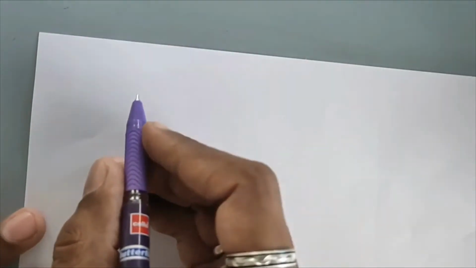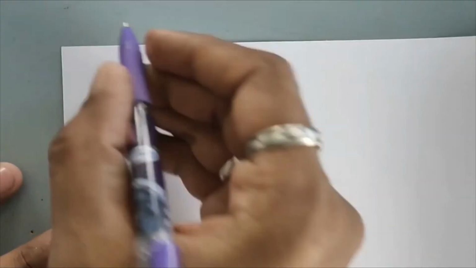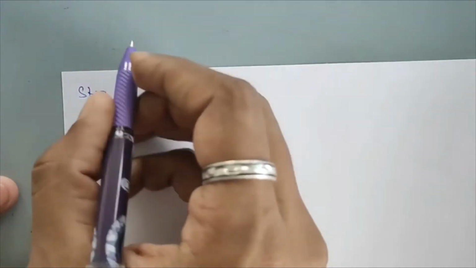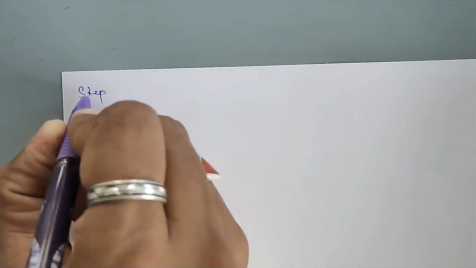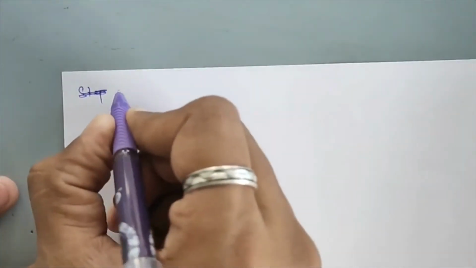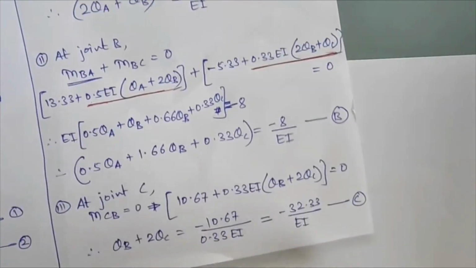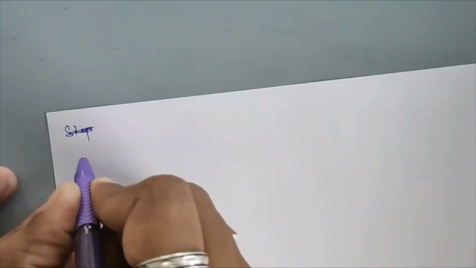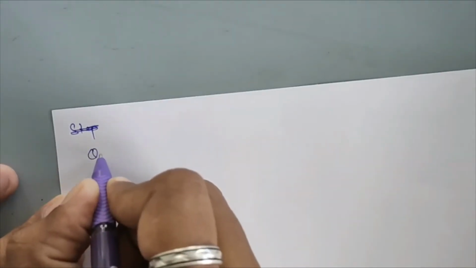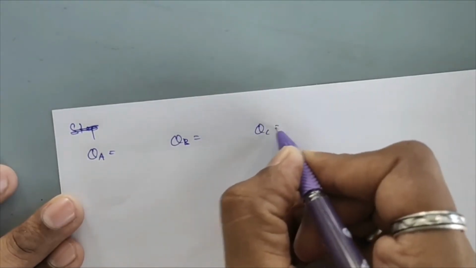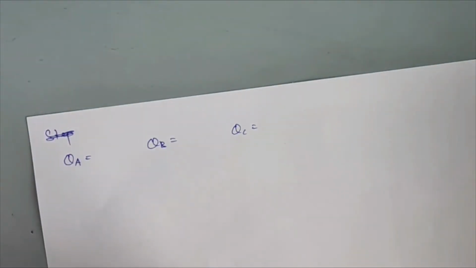Okay, so now we'll proceed to our next step, that is step number 4. Before proceeding to this step, we'll solve these three equations, that is equation number A, equation number B and equation number C simultaneously. If you solve these three equations simultaneously, you'll get the values of theta A, theta B and theta C. So we'll solve these three equations over here.